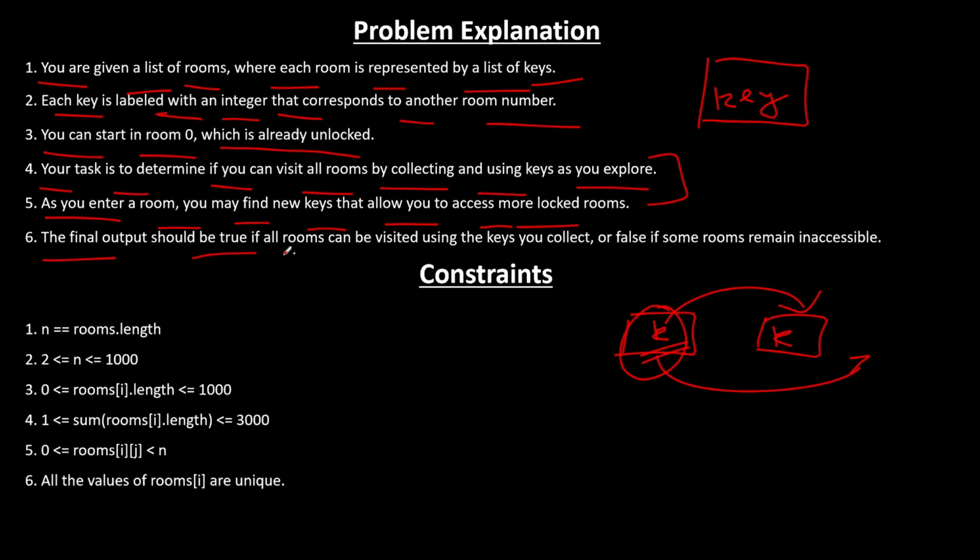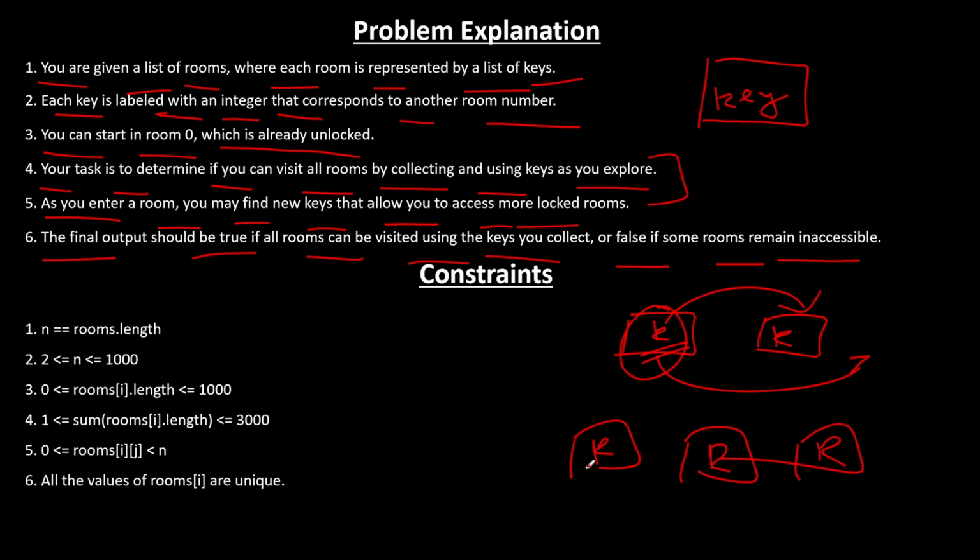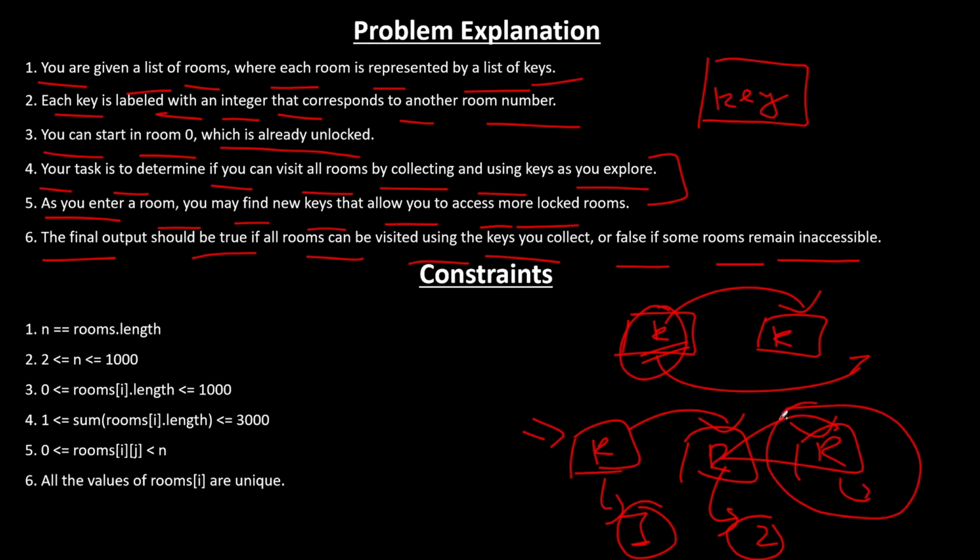The final output should be true if all rooms can be visited using the keys we collected, or false if some room remains inaccessible. So basically, if there are multiple rooms and we are able to access all of them using the keys in them, suppose room number 0 has a key with integer value 1. So it can unlock room number 1, and it has key 2 which can unlock room number 2. If we don't have any key which unlocks room number 2, for example, and this room is left out, in that case we will return false because we were not able to access all the rooms. I hope you understood the problem explanation. It is pretty straightforward and simple.